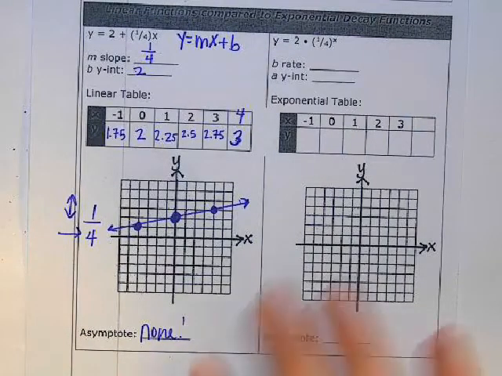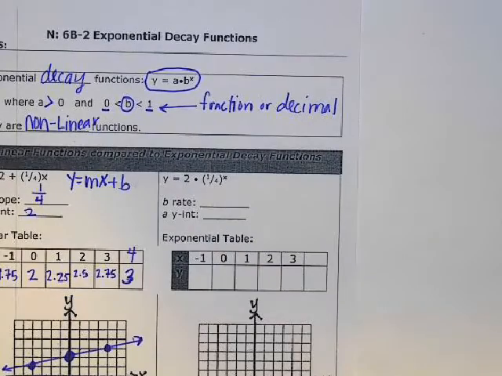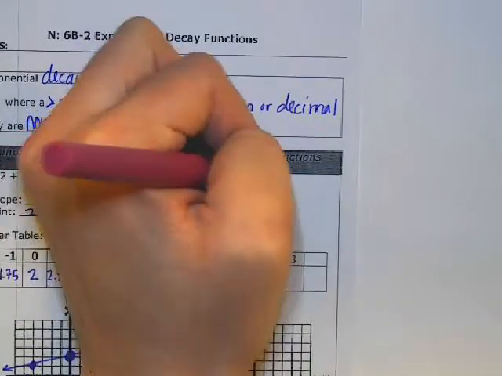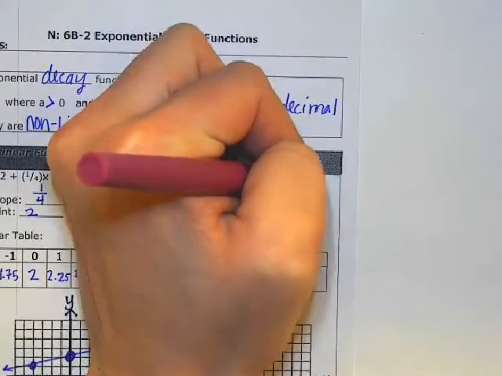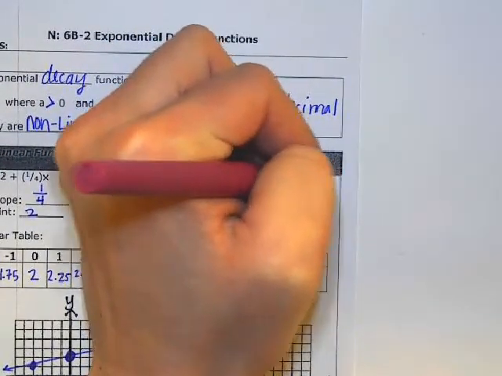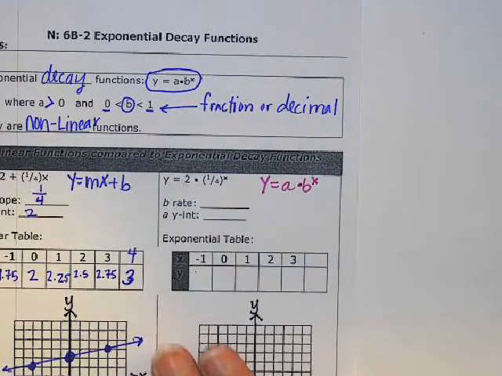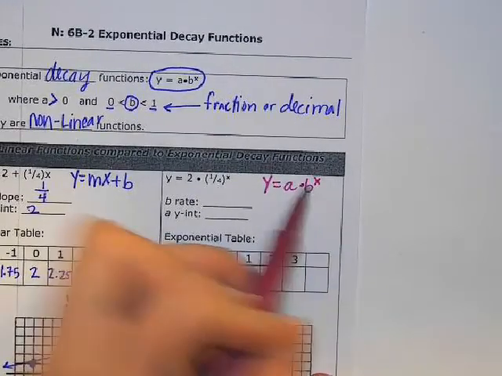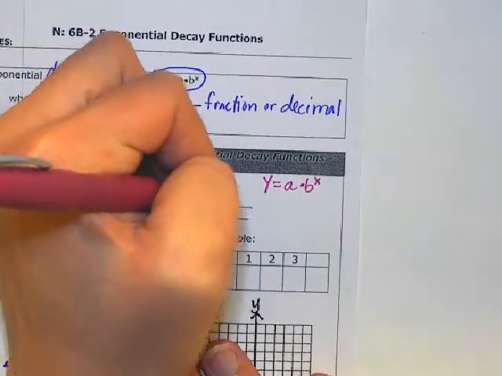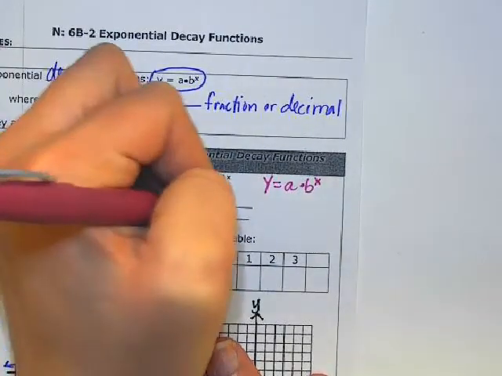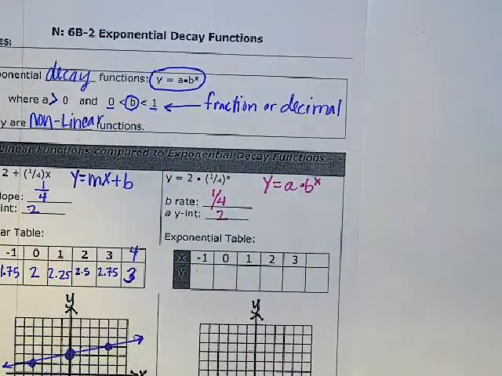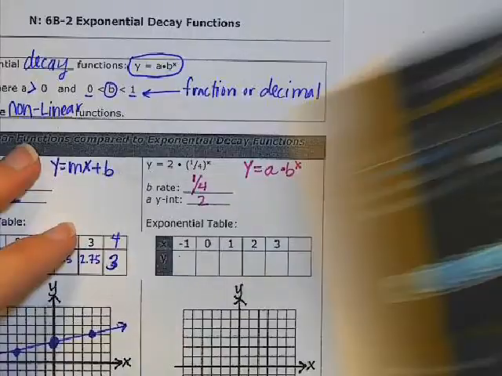Then we're going to do exponential. So now we're going to do y equals a times b to the x power. Is our new equation. So what's my b? The number with the exponent. 1 over 4. What's my y-intercept? 2. How do I get the table? Graph it.